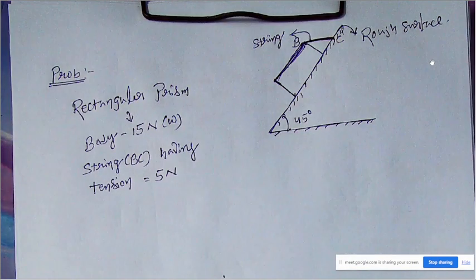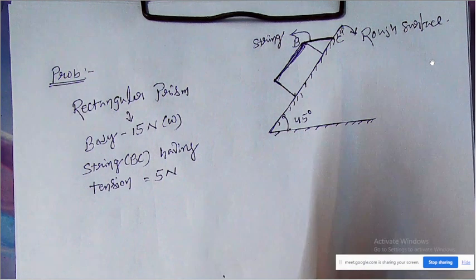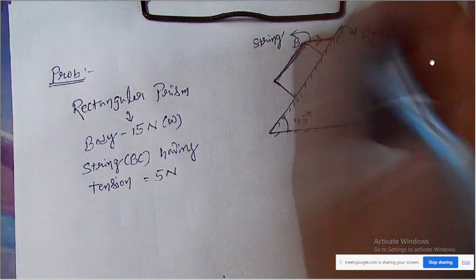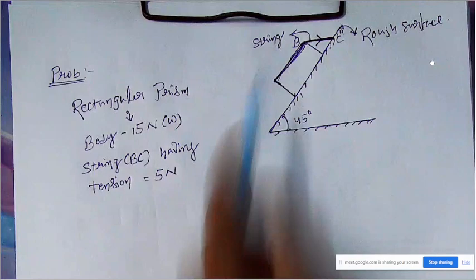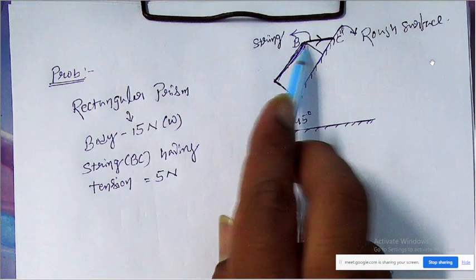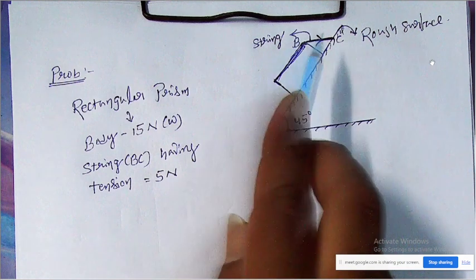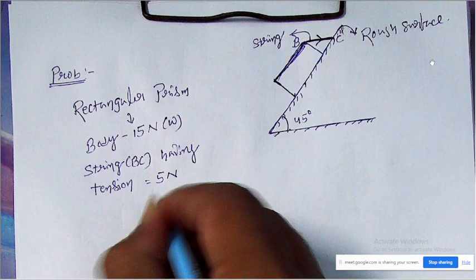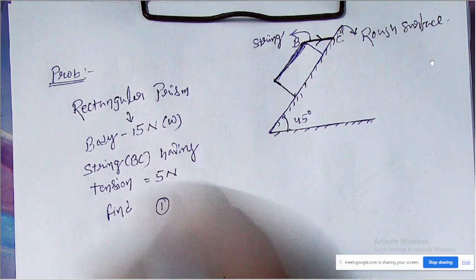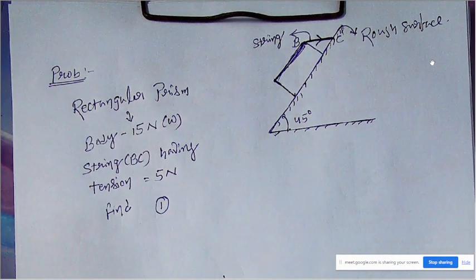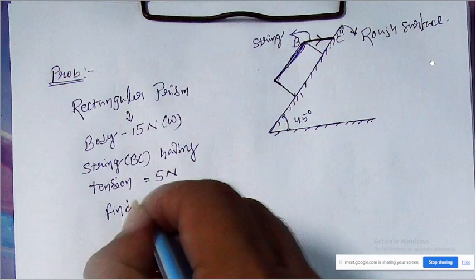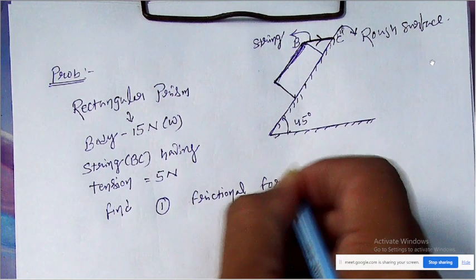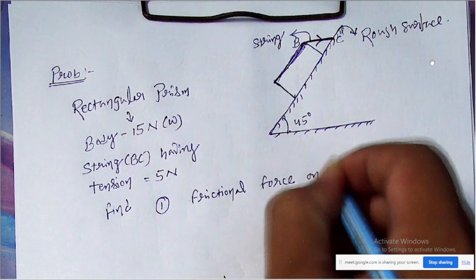So tensile force means it is an away force or not? Yes, sir. So see the direction. It is from B to C. This is the tensile force. Clear? So this is the question given to you. So what you have to find here? You have to find number one, frictional force on the block.